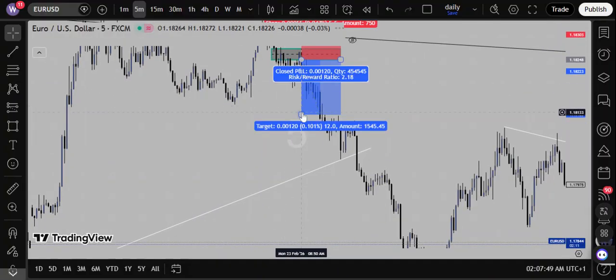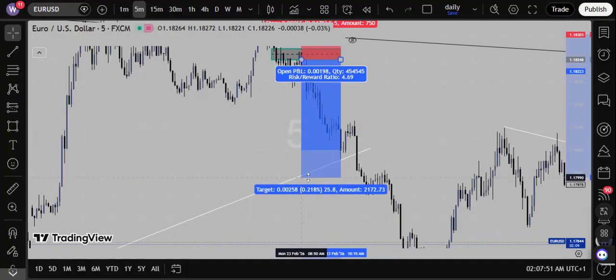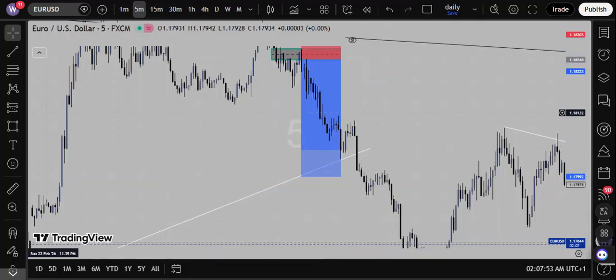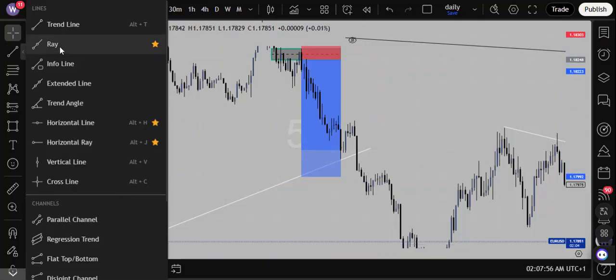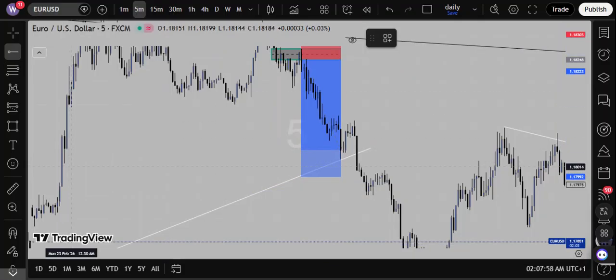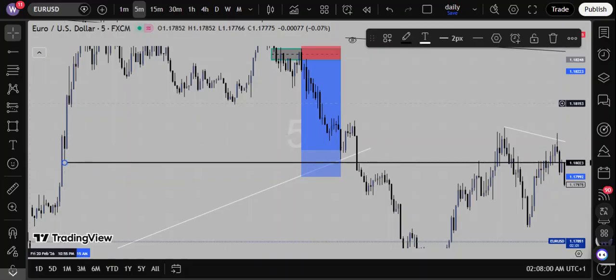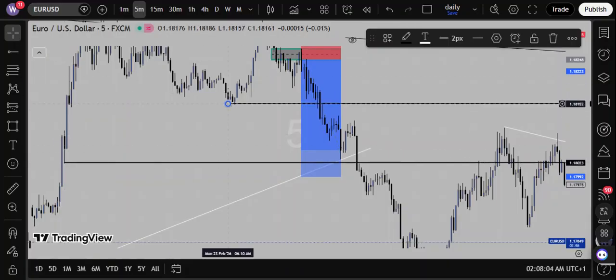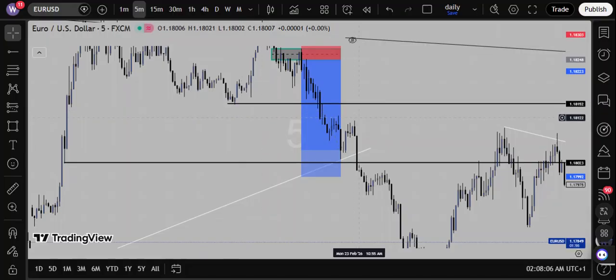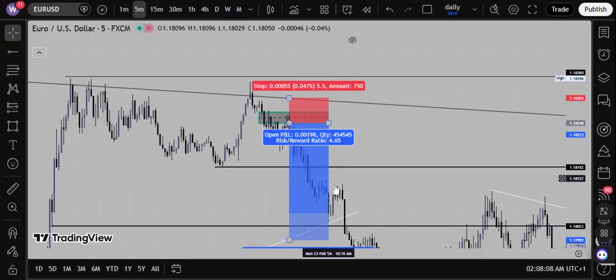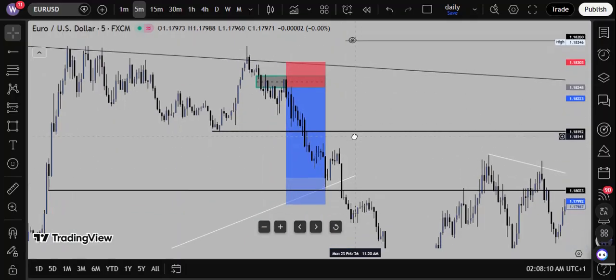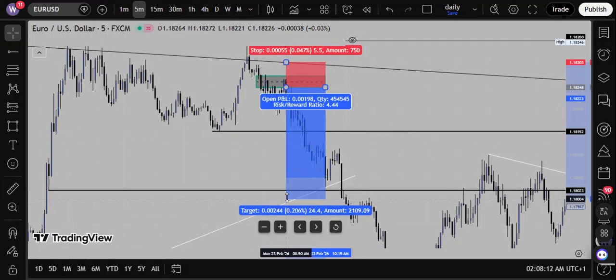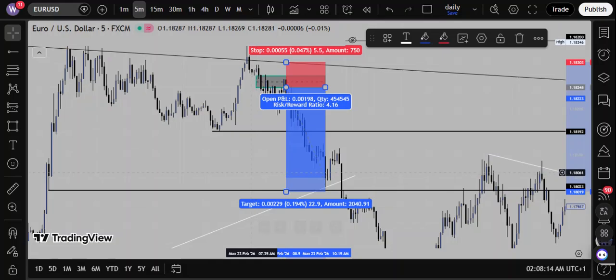Where will you place your take profit? The next liquidity area, or you're going to use these other liquidity resting points, which are these areas, or this area right here as your take profit target. And you can see as your take profit target, look at the risk to reward ratio. This is massive, very, very, very massive, guys.